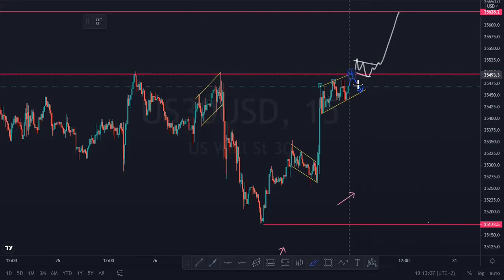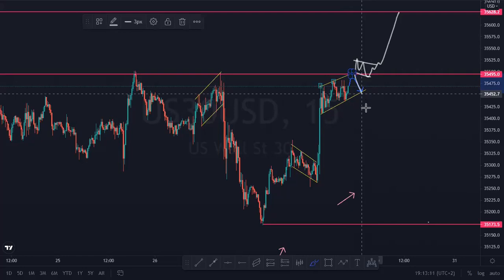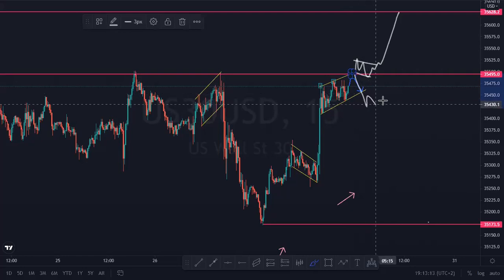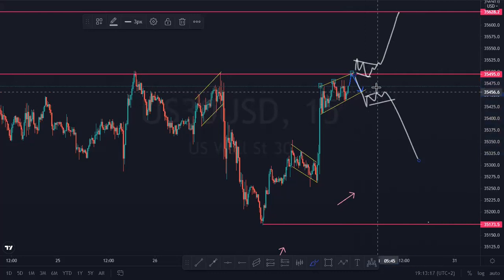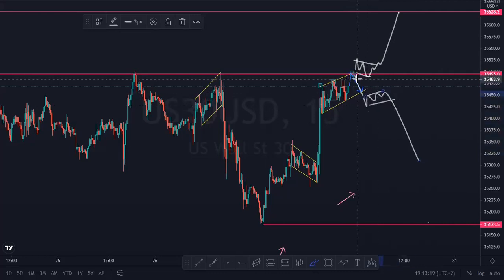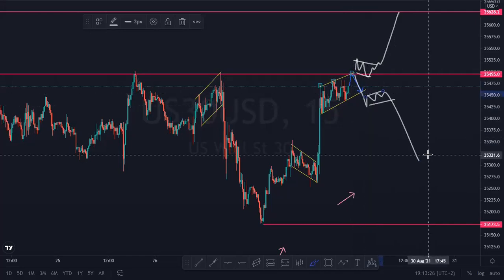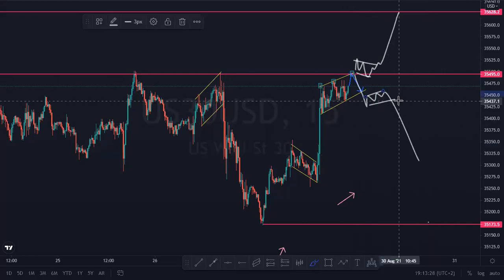Okay. So as you see here, I'm expecting, as I said, it to come here, break the structure, create a correction, and shoot down. If it comes and creates the third touch, it can push down here, create the correction, and just push down. So what happens? We're gonna enter in this level, okay? And our stop loss is gonna be just above here.